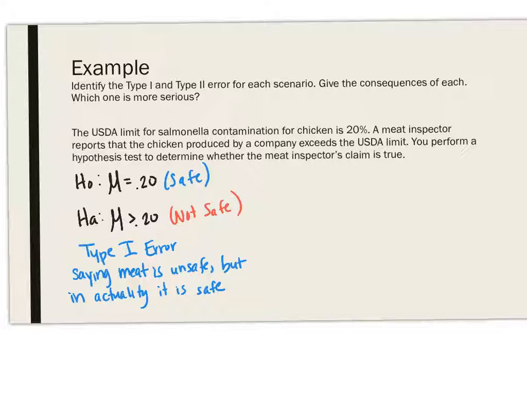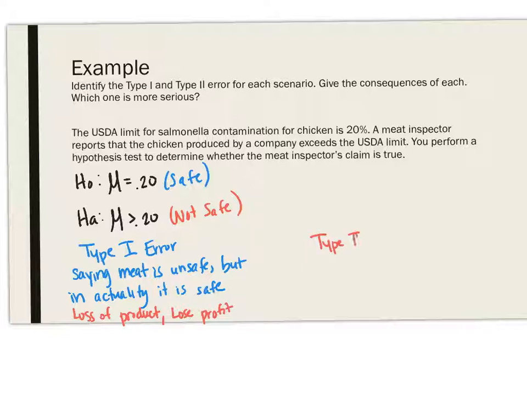Well, if we say the meat is unsafe, in actuality it really is safe, what are the consequences that are going to occur from that? Well, if you say that it's unsafe, what are you going to do? As a manager of that company, what would you do? Well, you would shut down production and you would have a loss of product. You would throw away good product. And shutting down production is also going to make you lose profit because you're throwing away product. So you can't gain profit off of that. So that's a type 1 error.